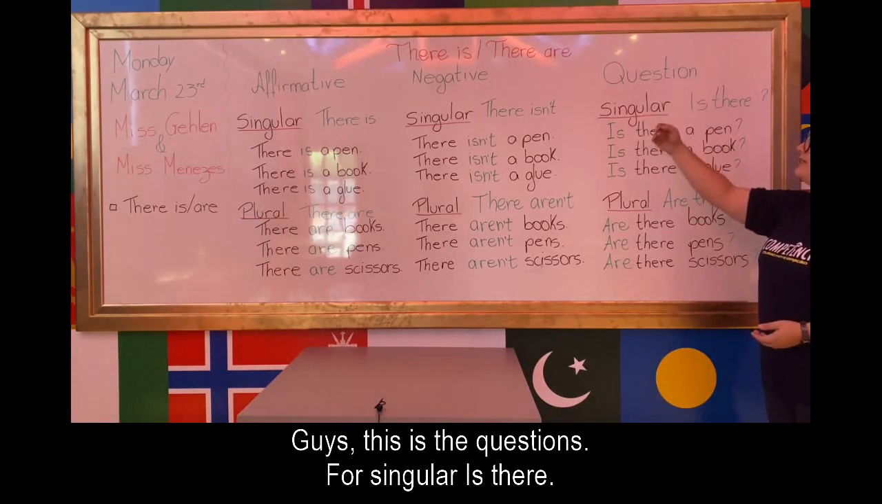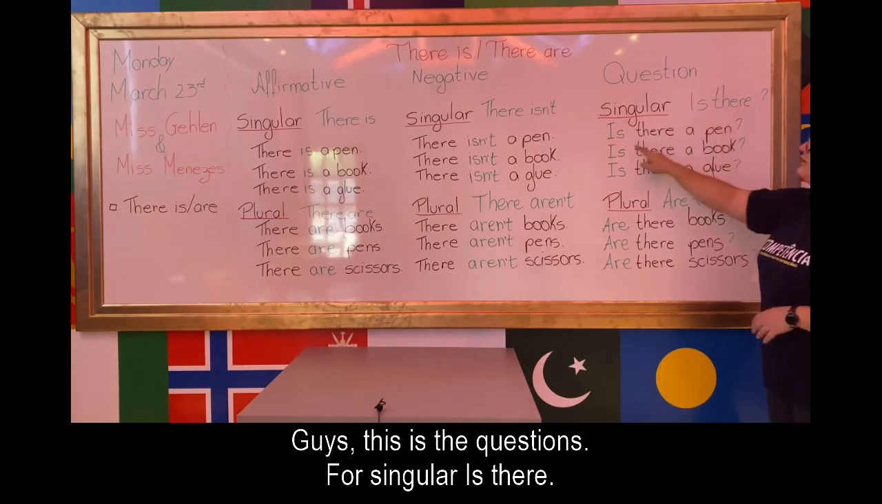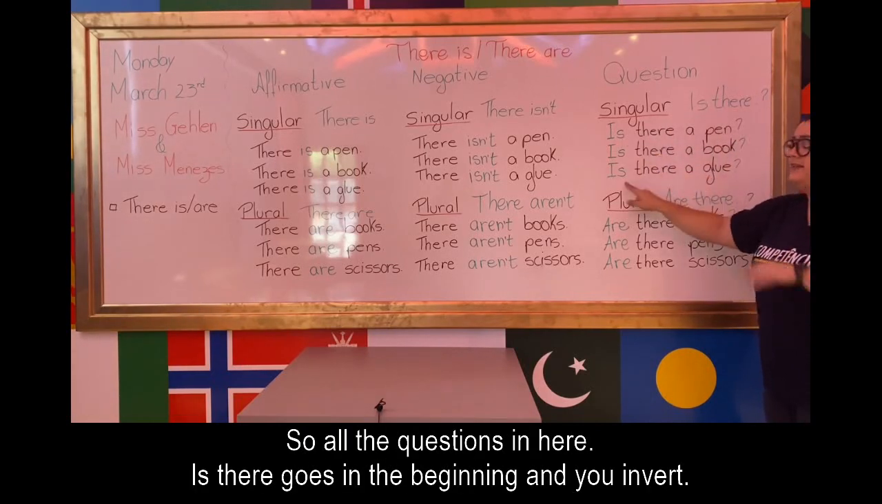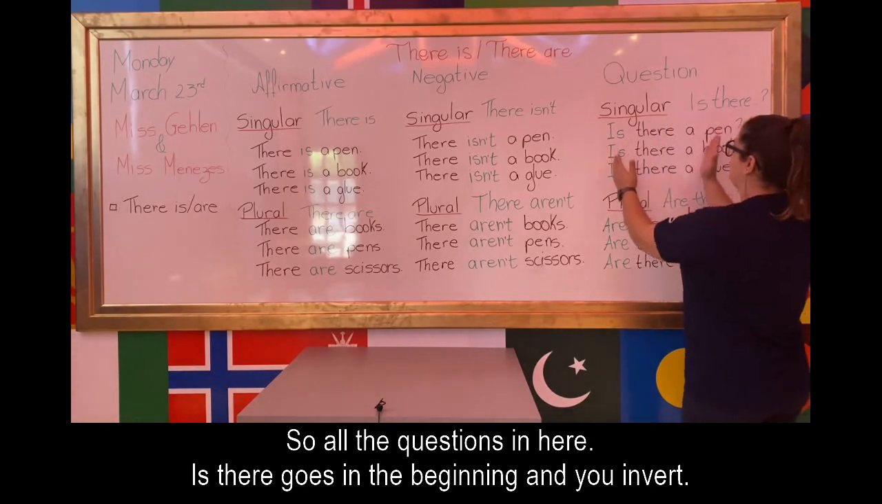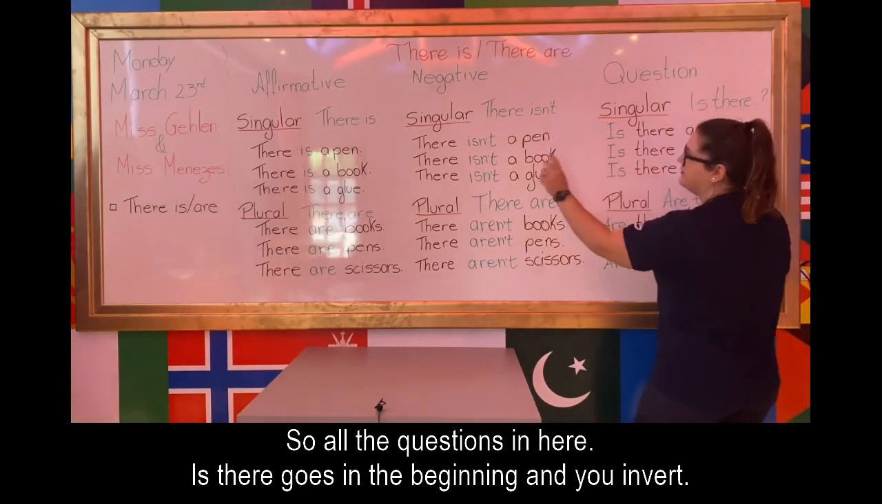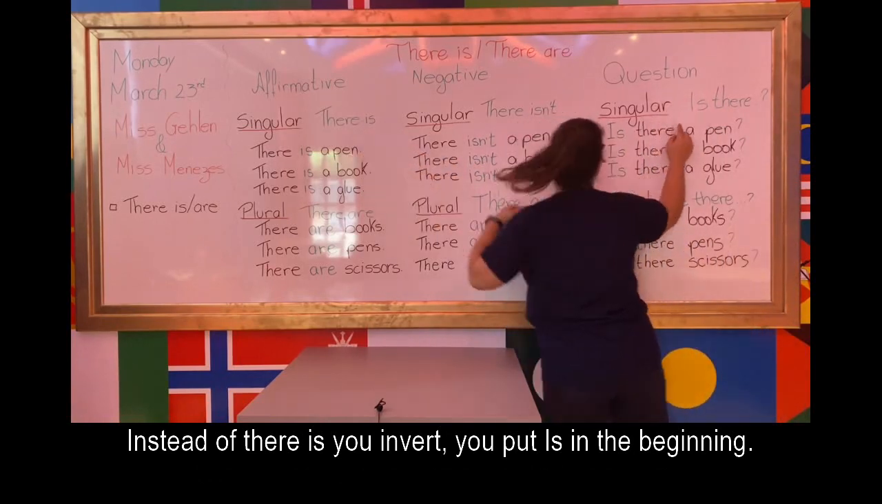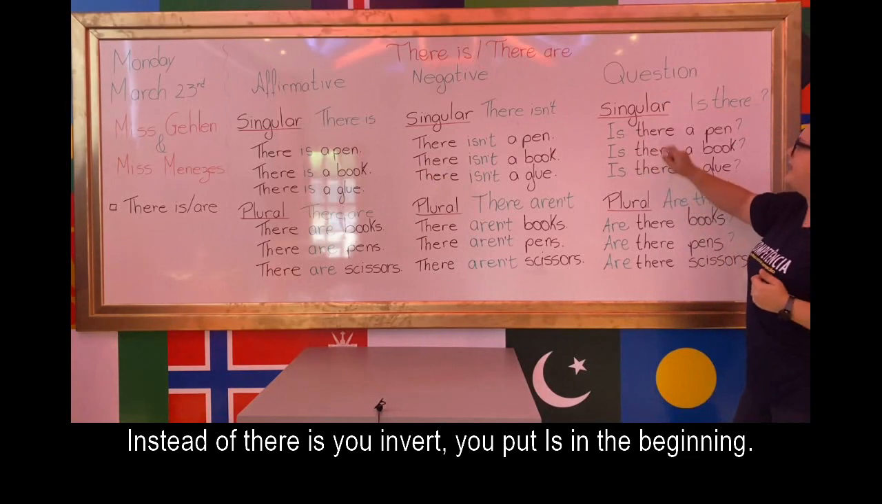Guys, this is the question, okay? For singular, is there. So all the questions in here, it starts. Is there goes in the beginning, and you invert. So instead of there is, you put is in the beginning, is there.